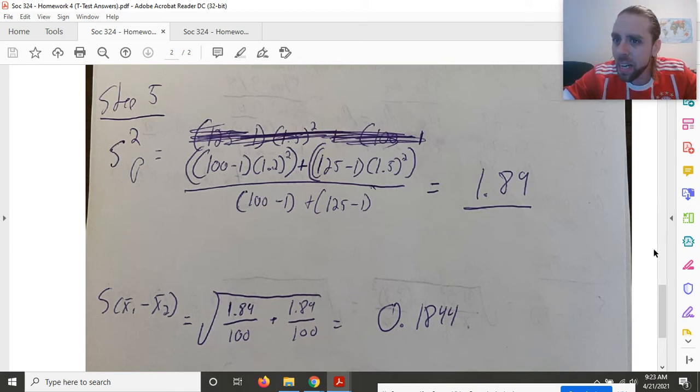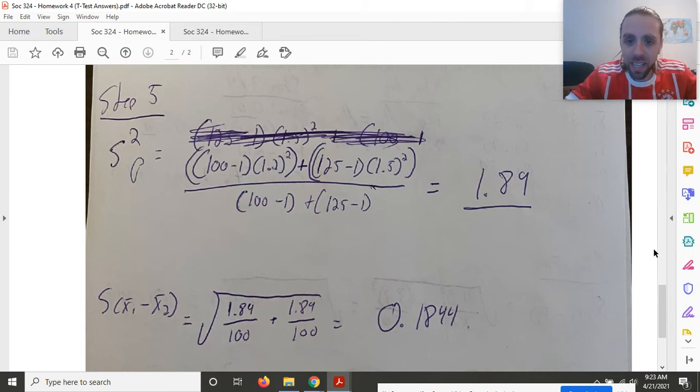Wait, 1.89? Notice what I did here. I was operating with really big numbers. Once you square, do you know what happens when you square a number? It gets a lot bigger. And when it's already a big number, it gets a lot bigger. So notice what I did here, 1.2 and 1.5.